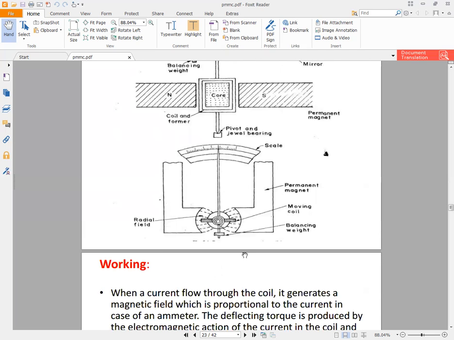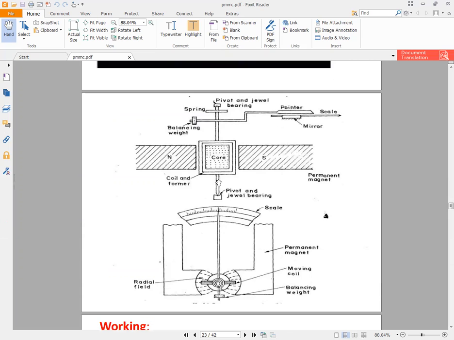Next one is the spindle. Total this one is nothing but our spindle. This spindle is made up of steel material and it supports the coils. The coils are placed on it. This spindle supports the coil and provides means for rotation whenever the pointer gets deflected.